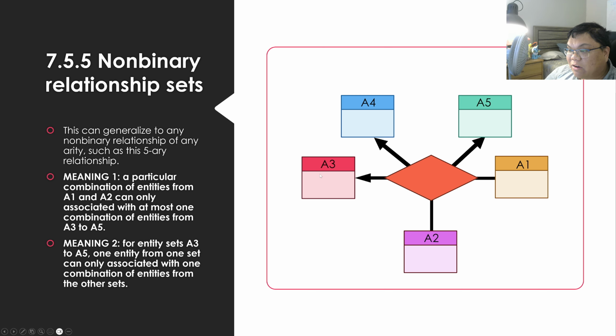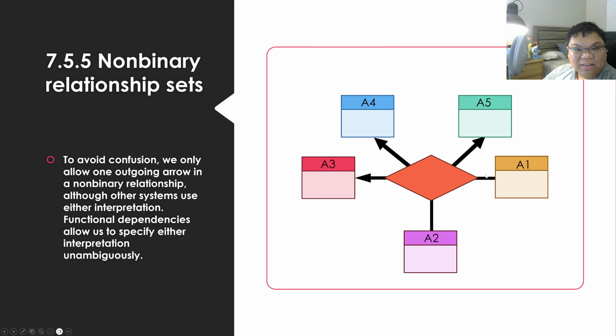So, A3 can only be associated with only one combination of entities from A4 and A5. Same is true for A4. It can only be associated with one combination of entities from between A3 and A5. Same is true for A5. An entity from A5 can only be associated with one combination of entities from A3 and A4.